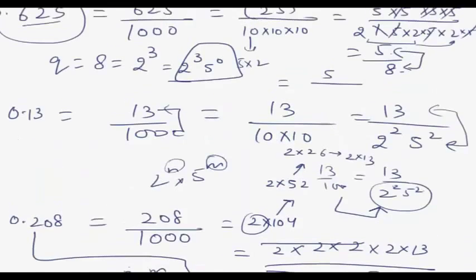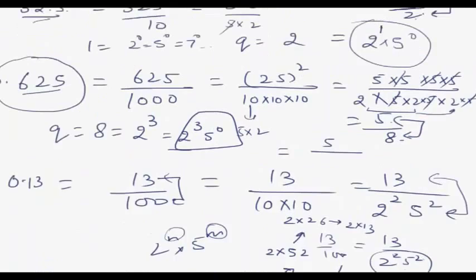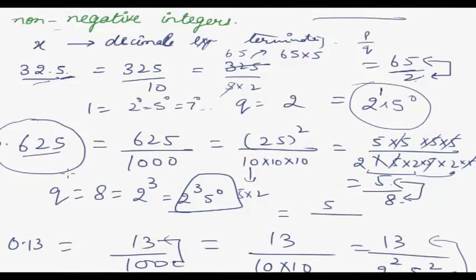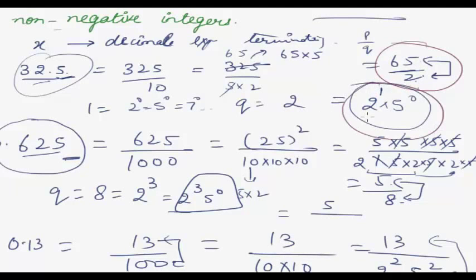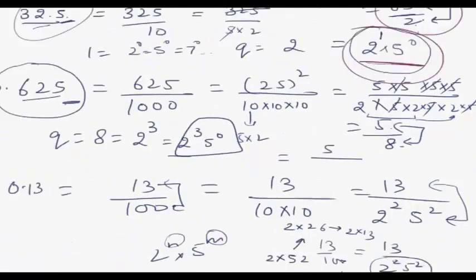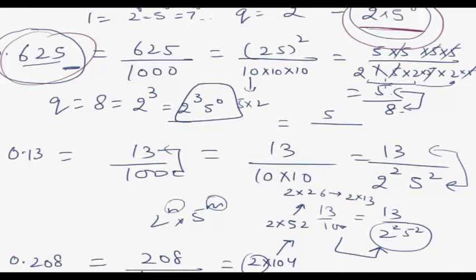So we have seen that if the decimal expansion is terminating, we can express the decimal expansion as p by q form, where p and q are co-primes, and q is of the form 2 raised to power n into 5 raised to power m.